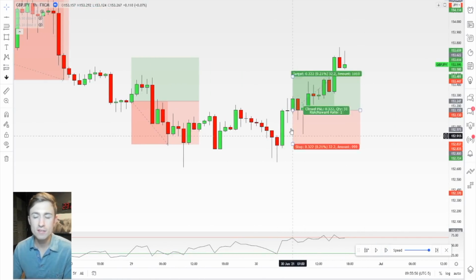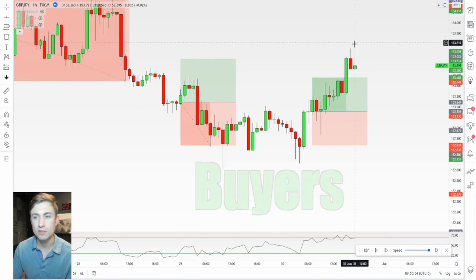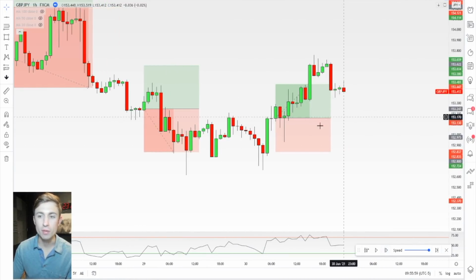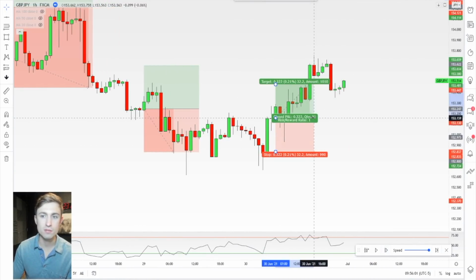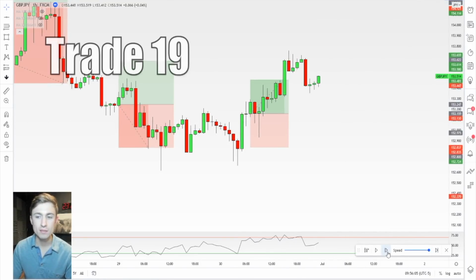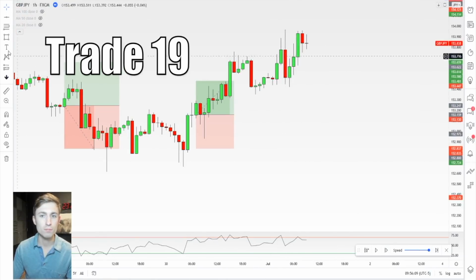And so price decided to just pause there before continuing higher. Kind of just a big run up to the upside here. So we'll see now where we go from here. So that was trade 18, I think. We'll have to count up in a second. But we know at least we can do this one. So let's do this trade here.